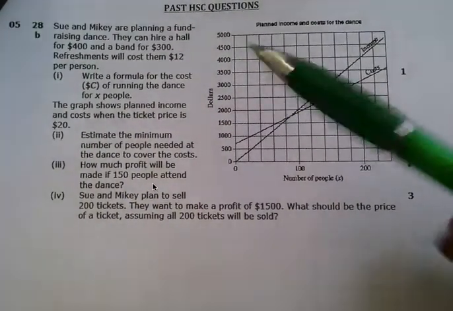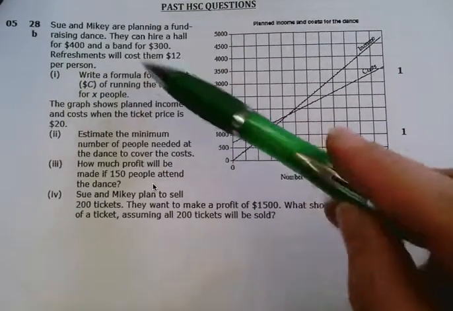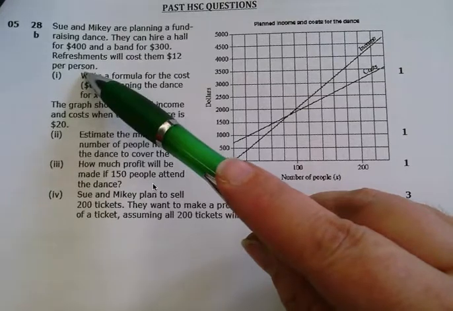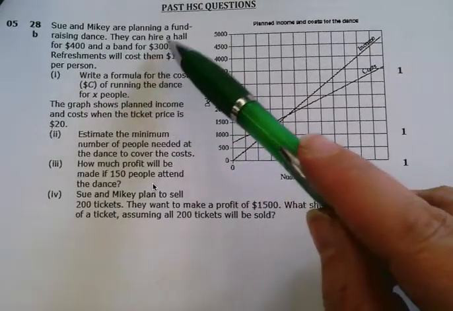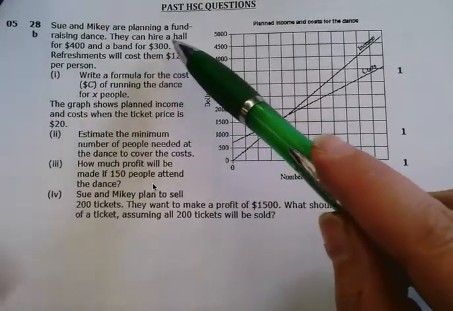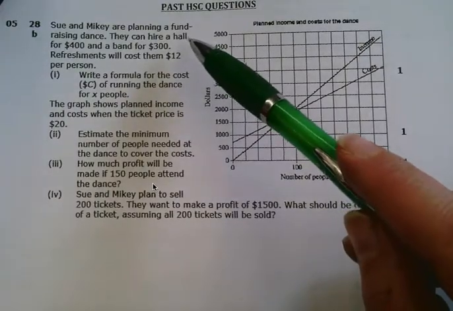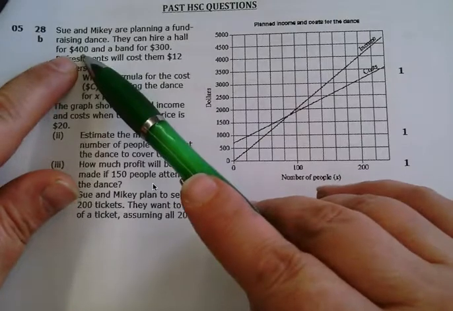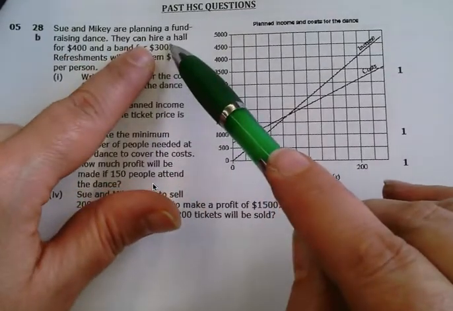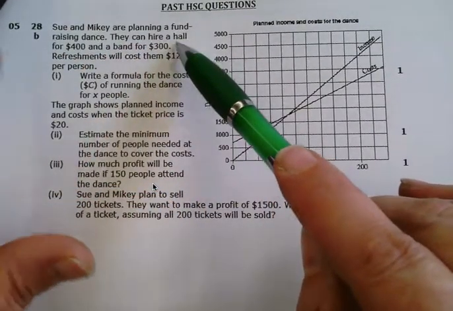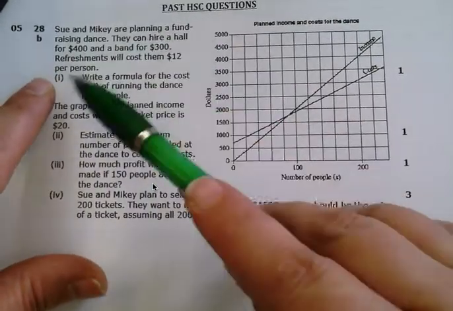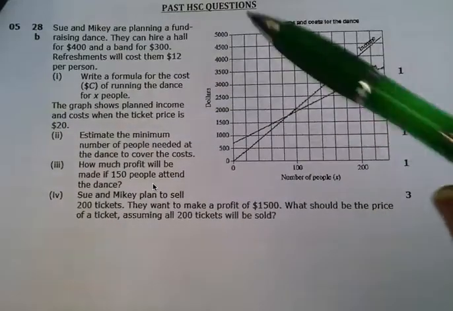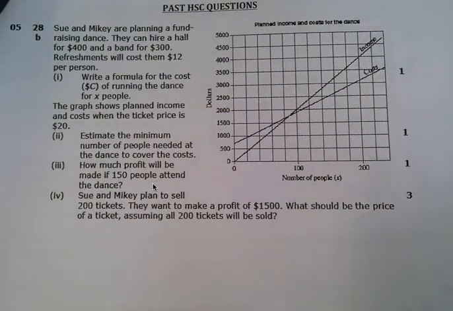Sue and Mikey are planning a fundraising dance and they can hire a hall for $400. Now that's a fixed cost. And a band for $300. So now, before anyone even turns up, it's $400 for the hall. The band is $300. That's $700 so far. But refreshments will cost them $12 a person. So these are all costs for them.